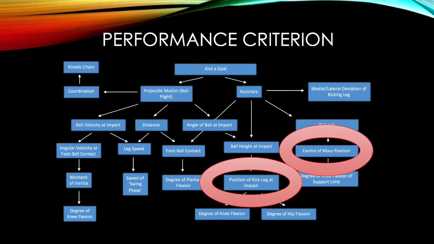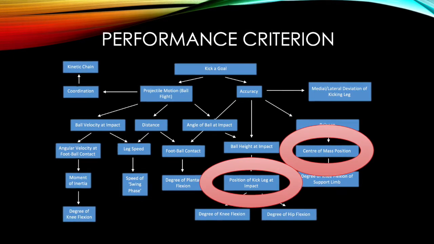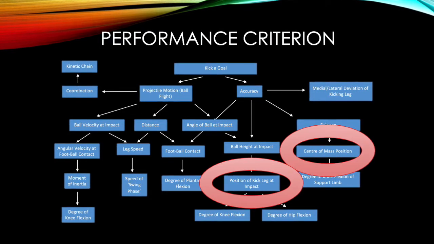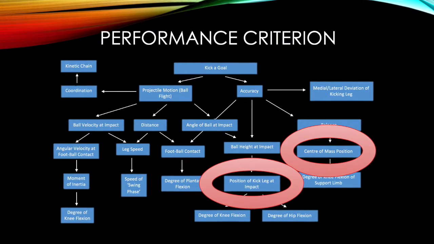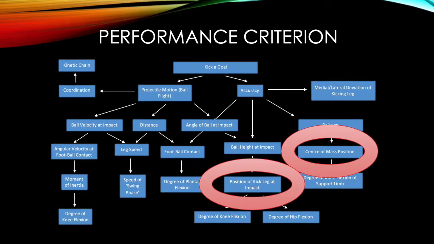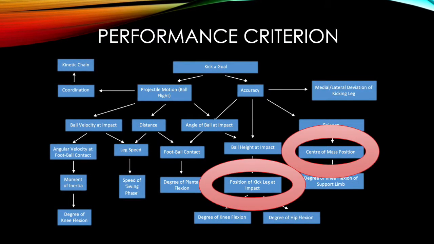However, during the following analysis, the 2 key areas which will be focused on is the athlete's centre of mass and the position of the kick leg at ball contact. Centre of mass relates directly to the accuracy of the kick, whereas position of kick leg at impact influences both the projectile motion and accuracy.